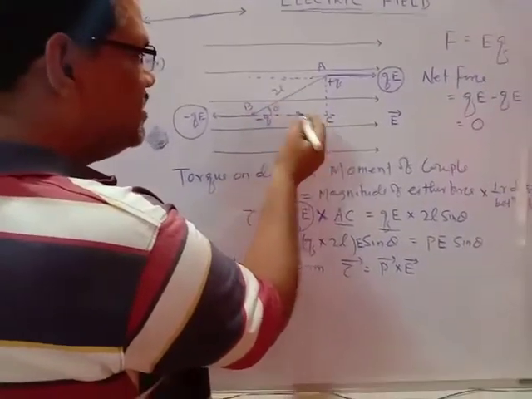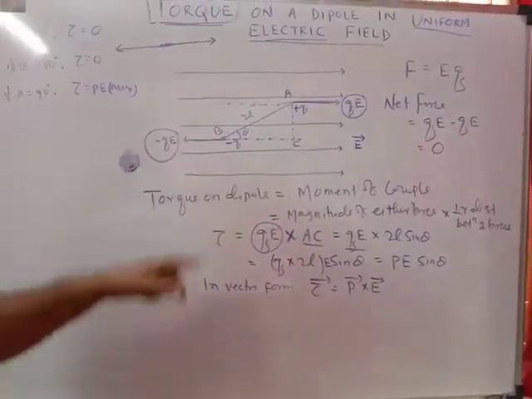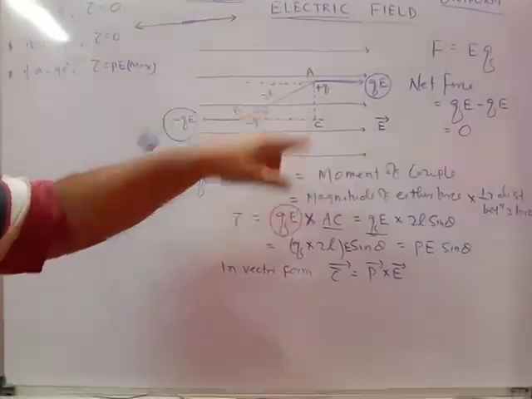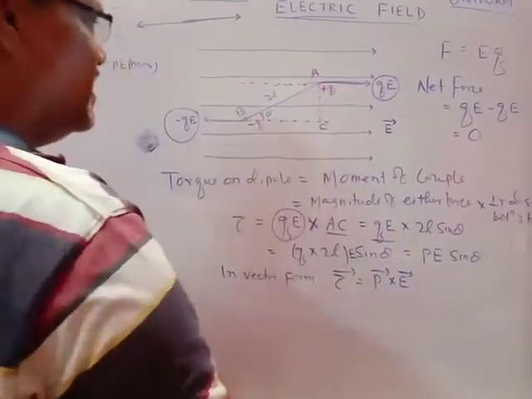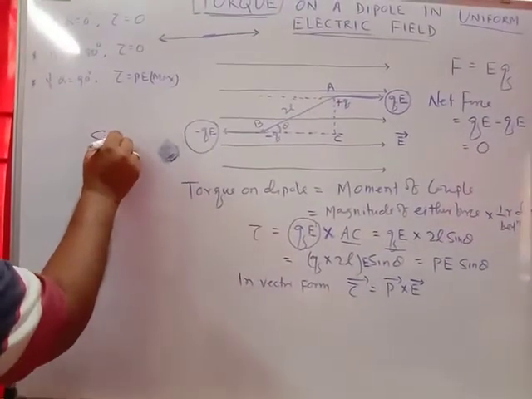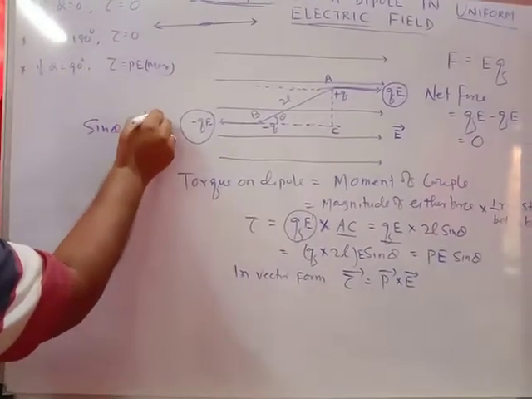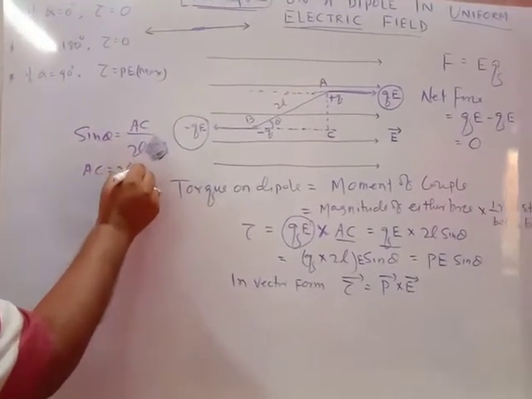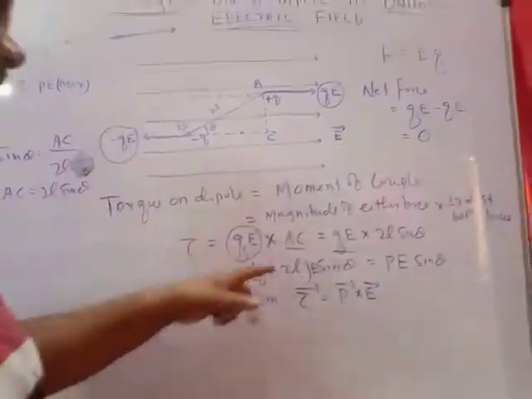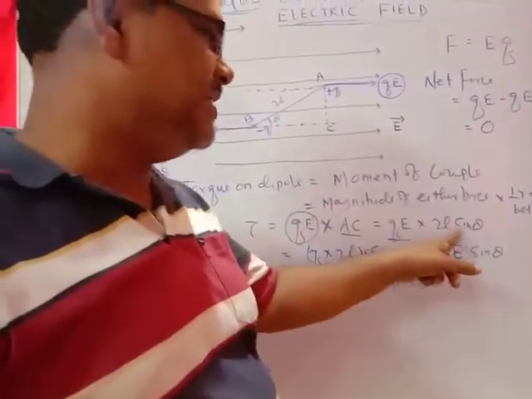According to the sine formula, you can use sine theta equal to P upon H, that is AC upon the length of the dipole 2L. So you write sine theta equal to AC upon 2L. And what will be the AC? AC equals 2L sine theta. So in this case, you are applying QE multiplied by 2L sine theta.